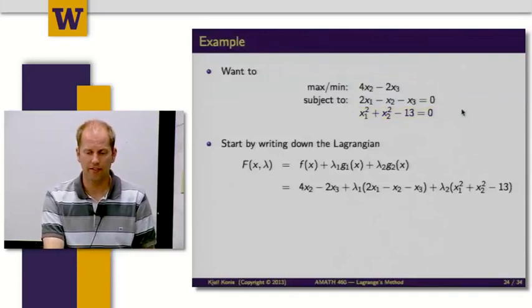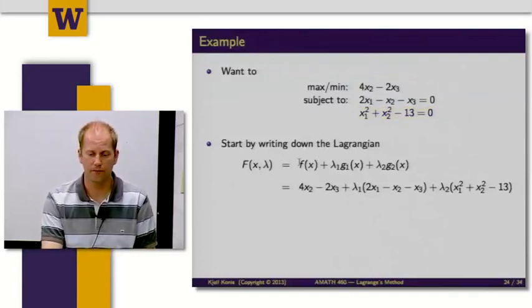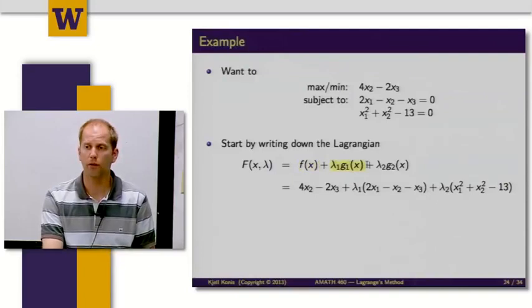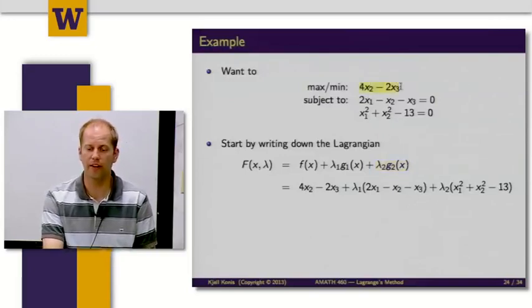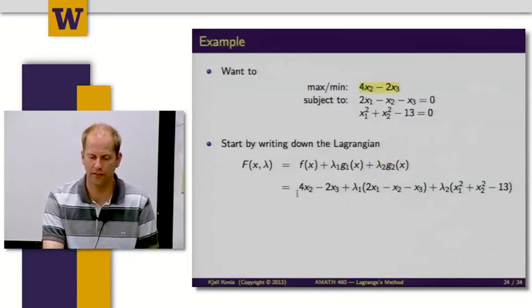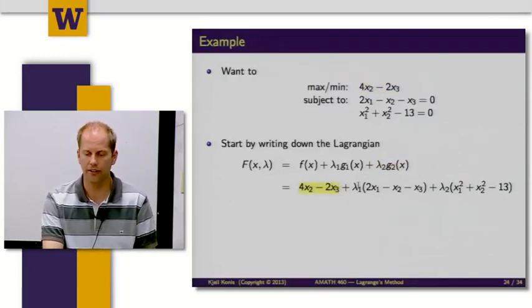So the first step is just to write down the Lagrangian. If I have two constraints, the form of the Lagrangian is going to be the objective function plus lambda 1 times the first constraint plus lambda 2 times the second constraint. And then I just have to substitute these things in. So f of x is my objective function. That's 4x2 minus 2x3. So that's what I've put here. Then lambda 1 times the first constraint, plus lambda 2 times the second constraint.